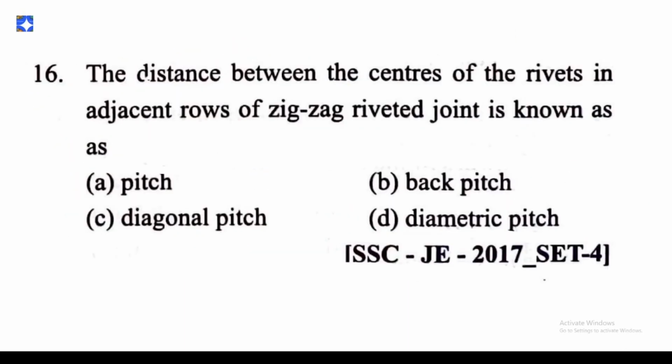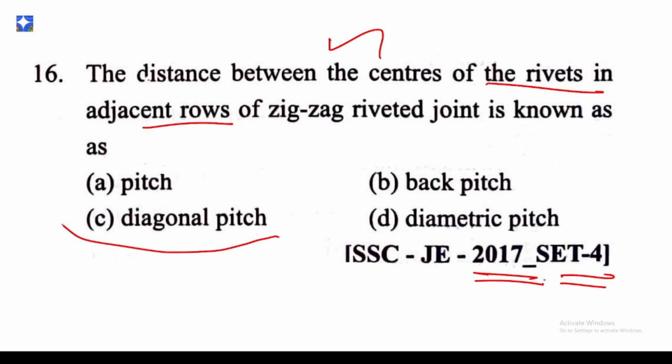Then one more question in the same year, but for set 4 they have asked the distance between the centers of the rivets in the adjacent rows of zigzag riveted joint is known as. So it is the same question which has been repeated. So again the answer is diagonal pitch.